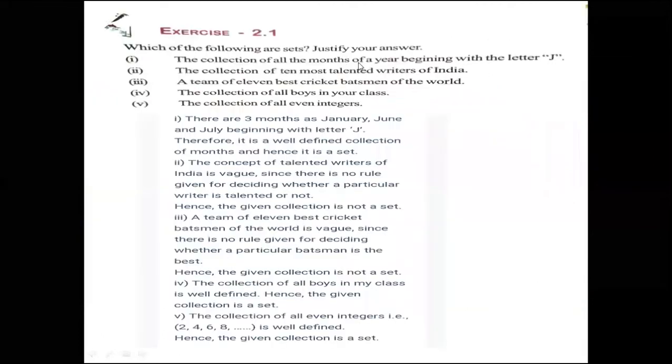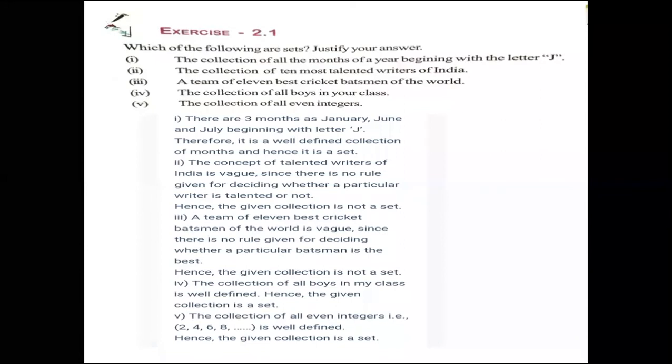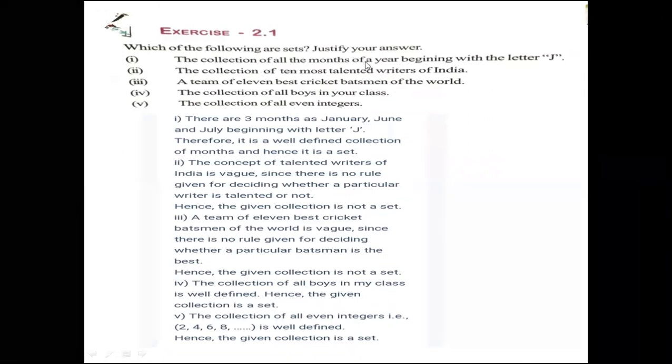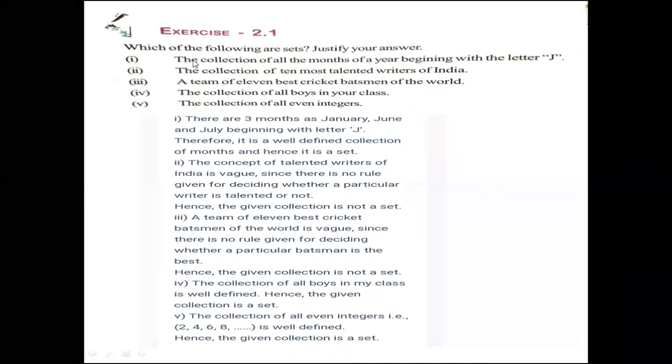Next, say this exercise 2.1. Exercise 2.1: which of the following are sets? Justify your answer. The first question is like this: the collection of all the months of a year beginning with the letter J. So we have to say whether the given sentence is a set or not. If it is a set, then what is the reason behind that? And if it is not a set, then we have to say the reason.